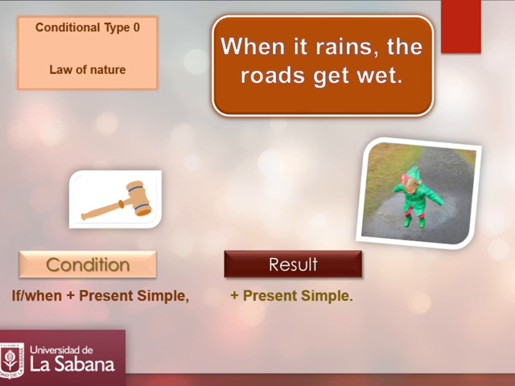Now let's take a look at another sentence. When it rains, the roads get wet. Once again, it's the law of nature. This is always true, always the same. When it rains, the roads always get wet. And since we get the same result with this condition all the time, we use the present simple tense in both parts of the sentence. Notice that there is a comma after the condition. When it rains, comma, the roads get wet.